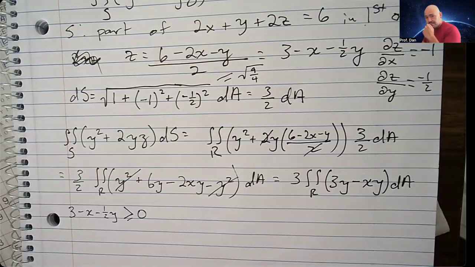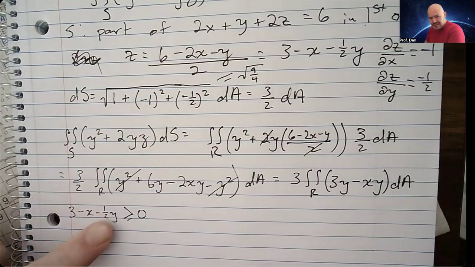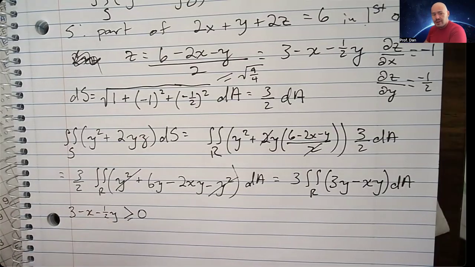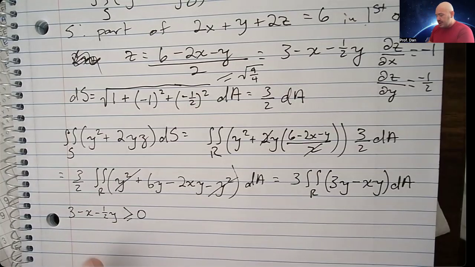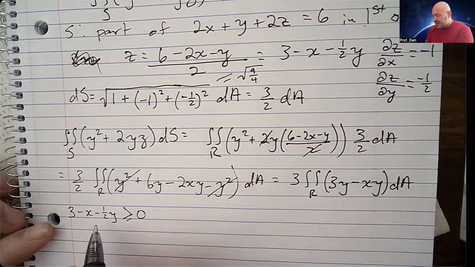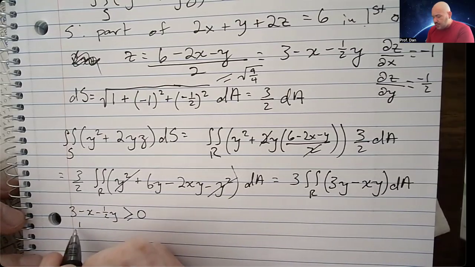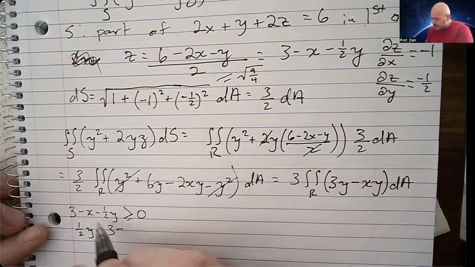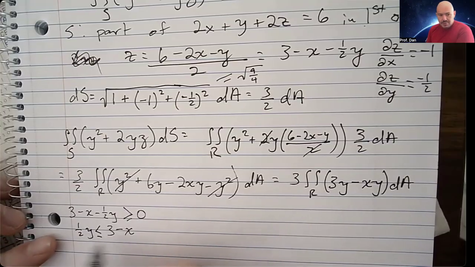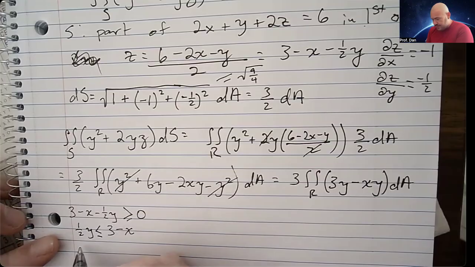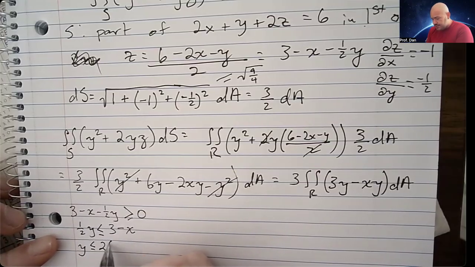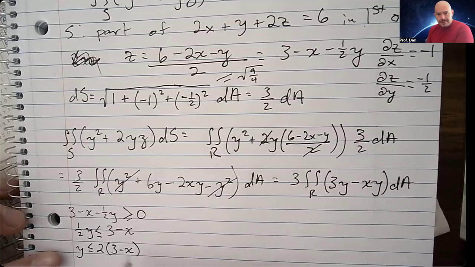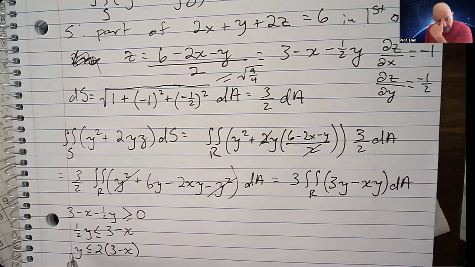And I have two options. I can either isolate y in this inequality, or I can isolate x in this inequality. Computationally, I think it would be easier to isolate the y, so that's what I'm going to do. If I add 1/2 y to both sides, I get 1/2 y is less than or equal to 3 minus x. If I multiply both sides of my inequality by positive 2, I get y is less than or equal to 2 times 3 minus x. That means that whatever my value of y is, it has to be less than 2 times 3 minus x.